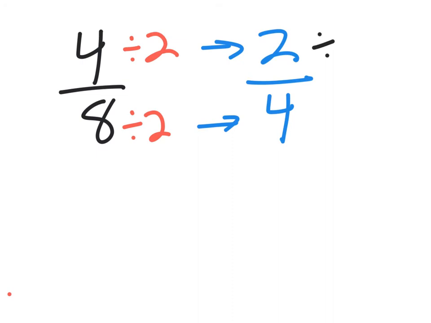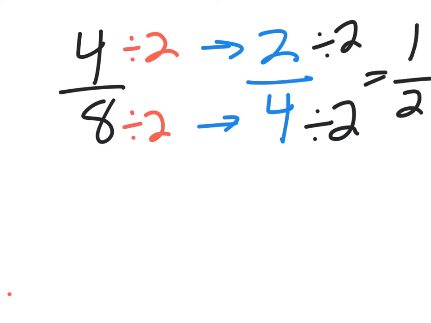Both 2 and 4 are also still even numbers, so therefore I can still continue to divide those by 2. 2 divided by 2 now gives me 1, and 4 divided by 2 gives me 2. So I get the same equivalent fraction, the same reduced fraction as I did earlier, even though I started out with something different, and that's okay.